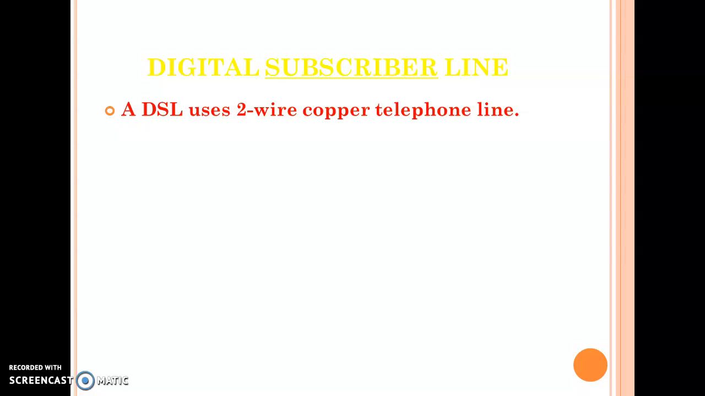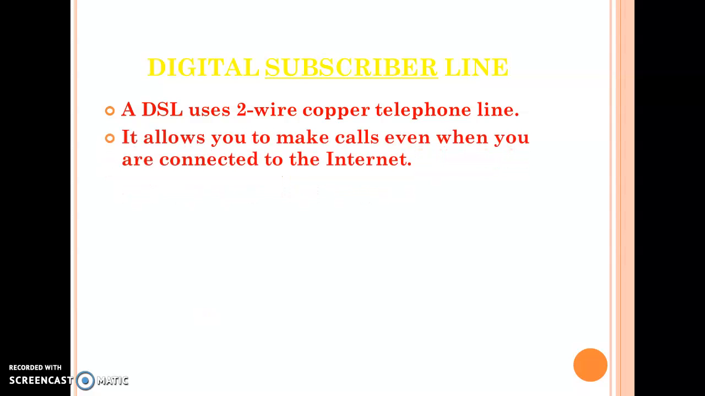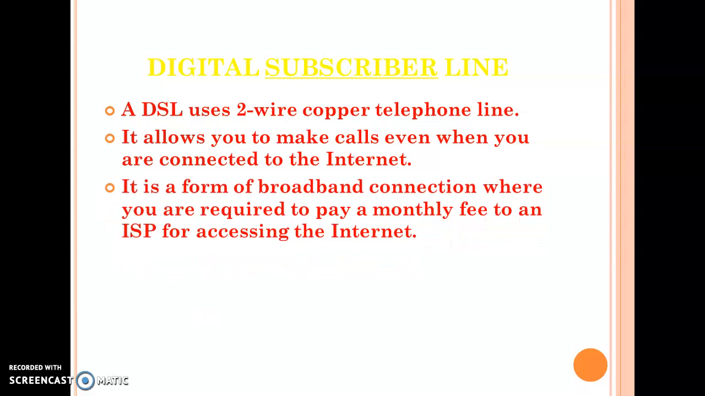Digital subscriber line. A DSL uses two-wire copper telephone line. It allows you to make calls even when you are connected to the internet. It is a form of broadband connection where you are required to pay a monthly fee to an ISP for accessing the internet.